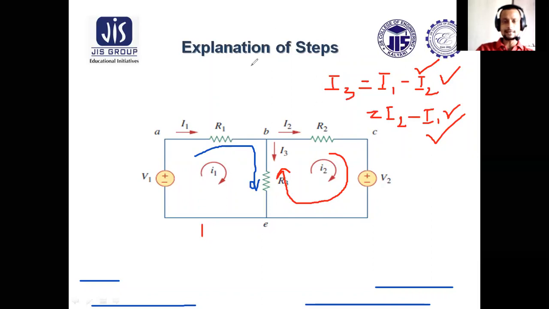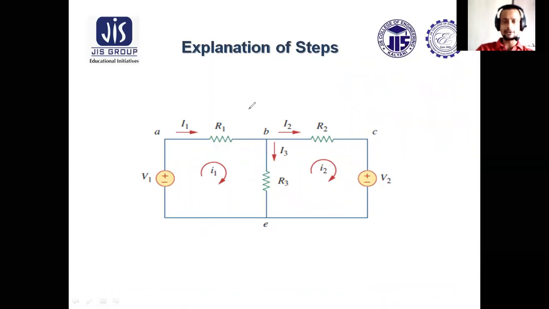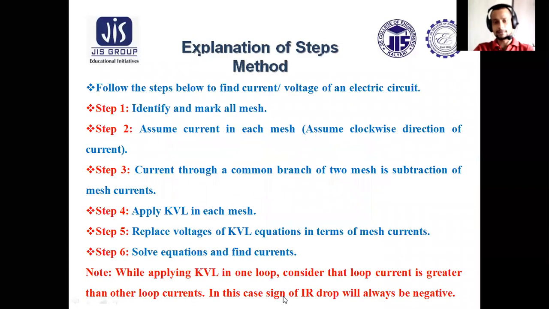So we need some example to solve, to make a better understanding of this. So as of now, I am leaving it up to this. Later I'll discuss why IR drop will be negative.